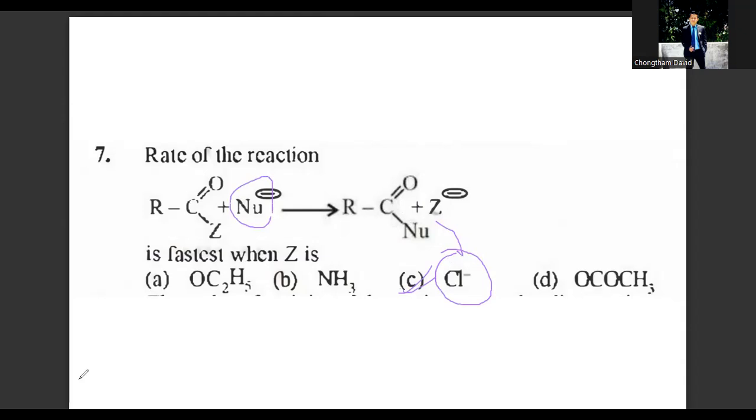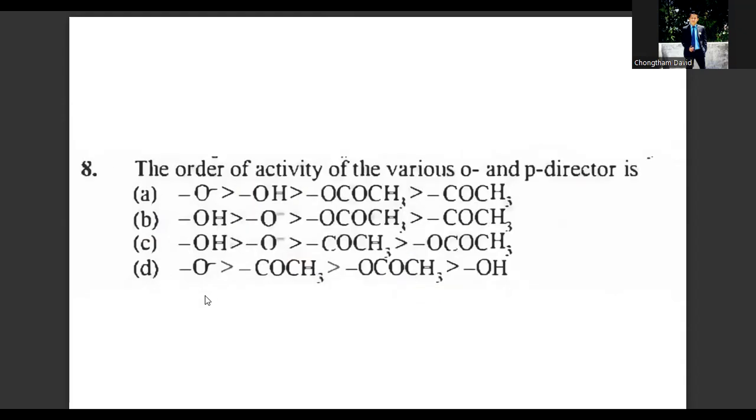Clear? Okay, moving on to question number 8. The order of activity of the various ortho and para directors is. Okay, you're given different types of functional groups here. Okay, let us say O minus, suppose if this is present in the phenyl ring, it becomes a phenoxide ion. Okay, for general understanding, I'm writing the structure here, minus. You know how many lone pairs are there? You should know how to write the Lewis structure.